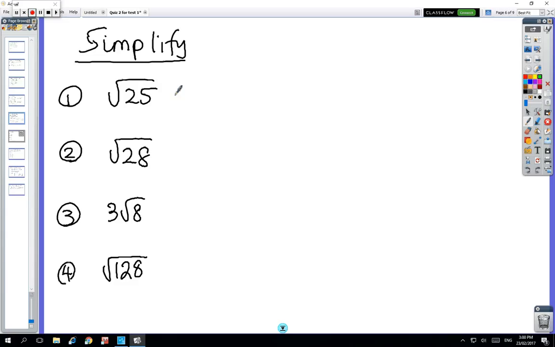On your calculator, square root of 25 is 5, so that's the end of that question. That was nice and easy. Now 28 is 4 times 7 inside the square root sign, so the answer will be just 2 root 7.